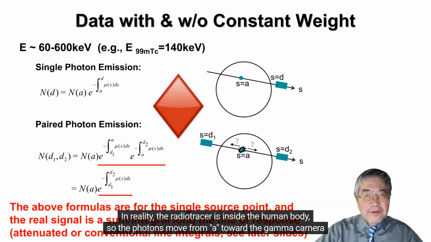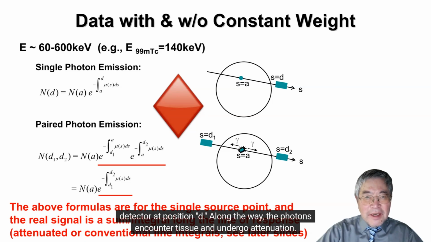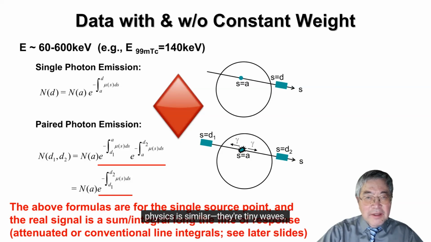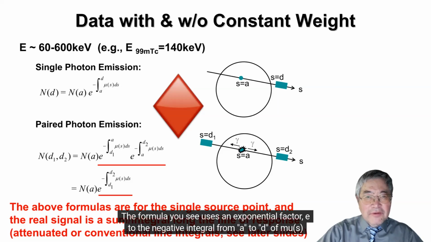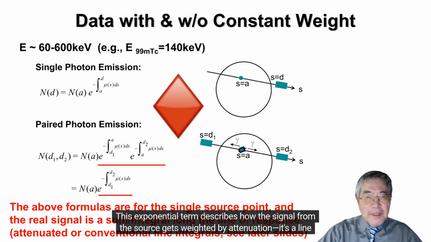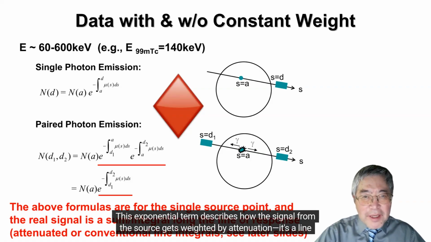In reality, the radio tracer is inside the human body, so the photons move from A toward the gamma camera detector at position D. Along the way, the photons encounter tissue and undergo attenuation. For gamma-ray photons at 140 keV, their energy is just above the high end used for CT X-rays, but the physics is similar. They're tiny waves. The formula you see uses an exponential factor, e to the negative integral from A to D of μ(s) ds. Here, mu is the attenuation coefficient, which depends on position in the body. This exponential term describes how the signal from the source gets weighted by attenuation.